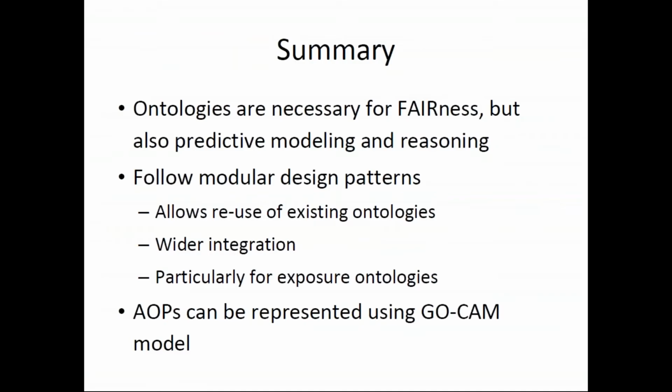So just to summarize. Again, to echo what Deborah said, ontologies are absolutely necessary for FAIRness. But going beyond FAIR, I would add a P in there for predictive modeling and reasoning, which they can be used for as well. And if you are building an ontology, please follow modular design patterns, and reuse existing ontologies rather than building the entire thing from scratch. This gives you a lot of benefits, not just reuse, but also wider integration. We're using this pattern, for example, for the exposure ontology. And AOPs can be represented quite naturally using some of the same design patterns that we're using in the Gene Ontology. So we should definitely work together on that.